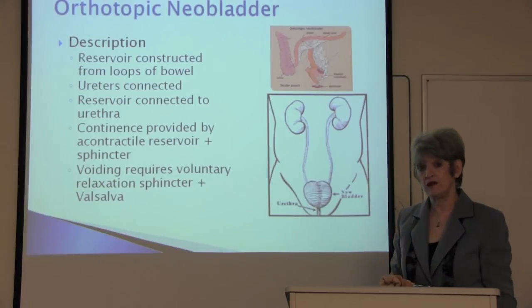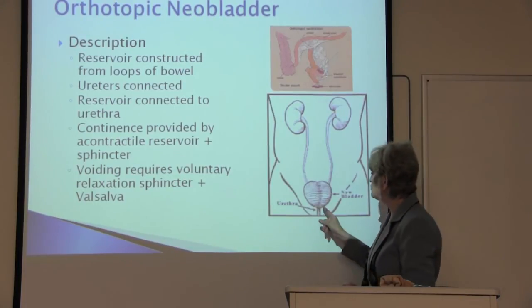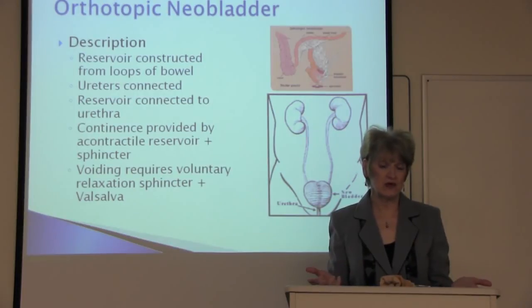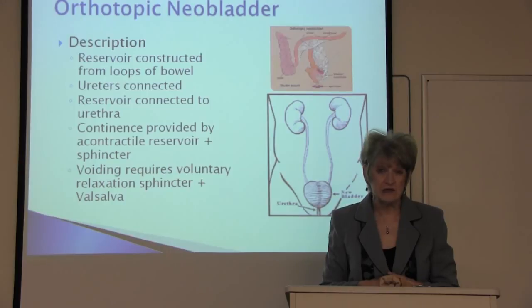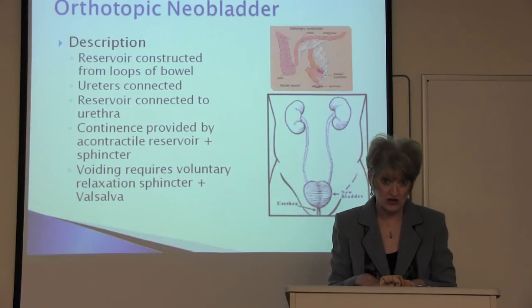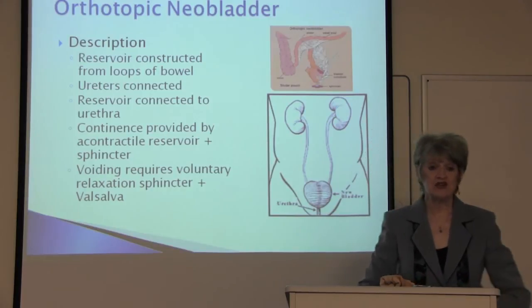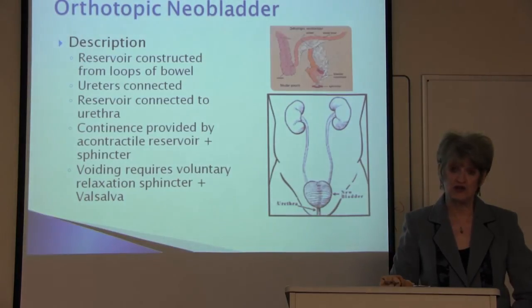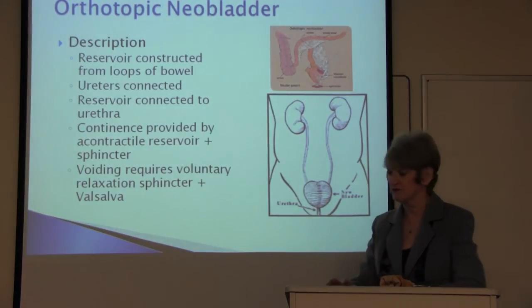But what about voiding? Because in order to achieve continence, we created a non-contractile reservoir. How is the patient going to empty the reservoir? They have to relearn how to void. So they have to void by relaxing the voluntary sphincter, using the Valsalva maneuver to create downward pressure on the reservoir, on the neobladder, to empty. And some patients actually end up doing per-day abdominal or manual pressure over the reservoir to help empty.